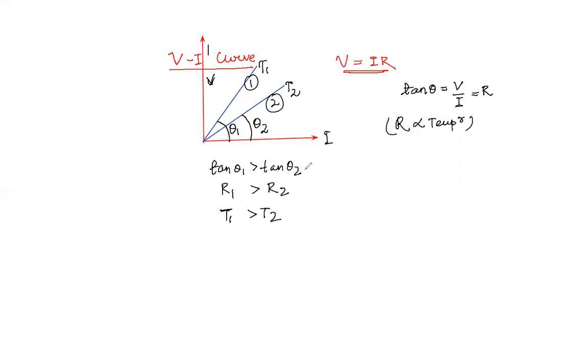Similarly, if I say that this graph is an IV curve, everything will be reversed in that case. I will put a question in the test on this. Then in that case T1 will be less than T2, then R2 is going to be more than R1, and so on. I'll also teach you non-ohmic graphs, but not now, later.